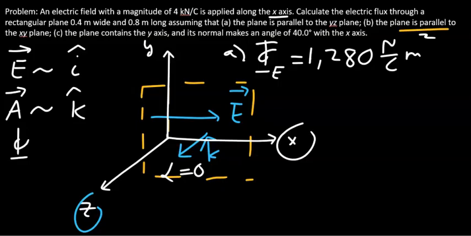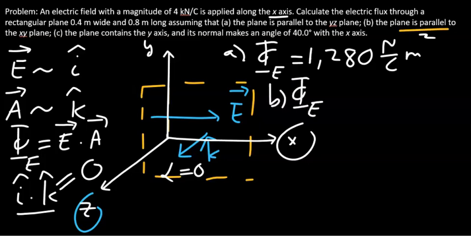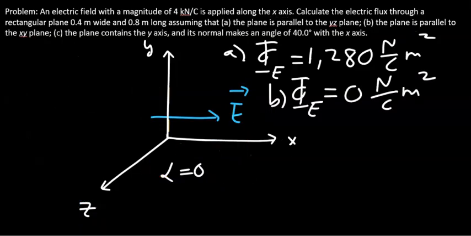So when you calculate the electric flux through such a plane, which is given by E dot A, you end up taking a dot product essentially of i hat and k hat. Since these two vectors are perpendicular to each other, their dot product would vanish. So the electric flux is quite simply 0. So for part B, the electric flux through such a plane is 0 newton per coulomb meter squared. Now let's do part C.